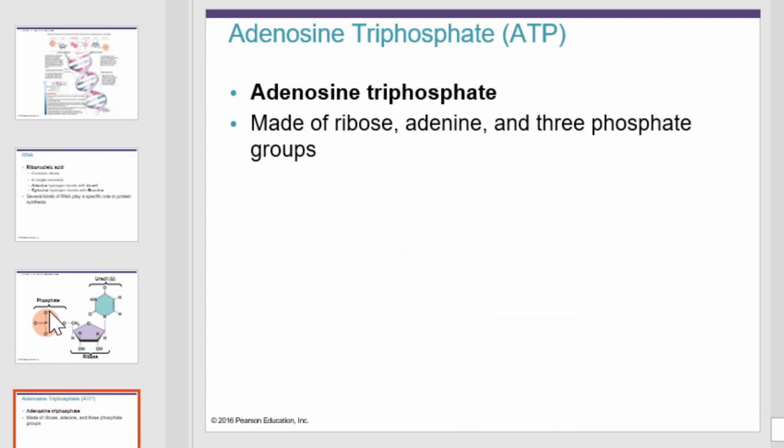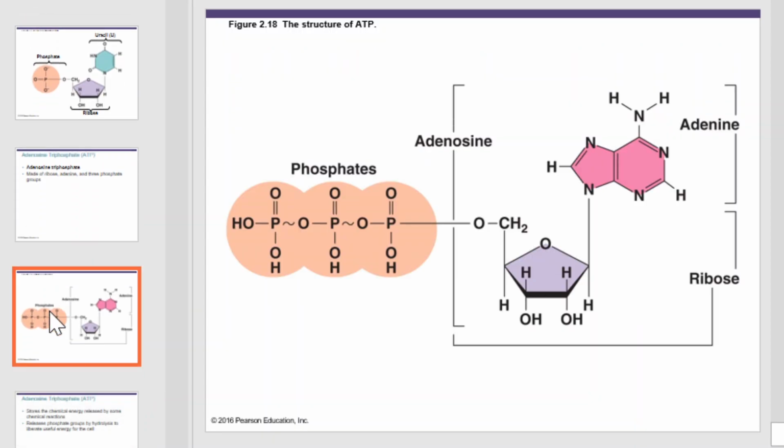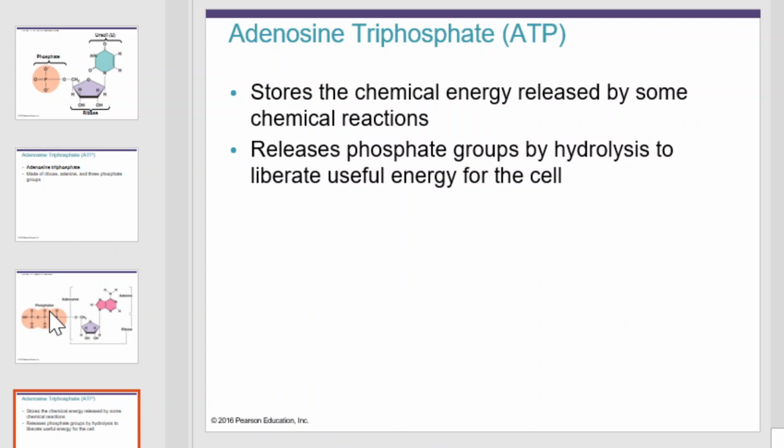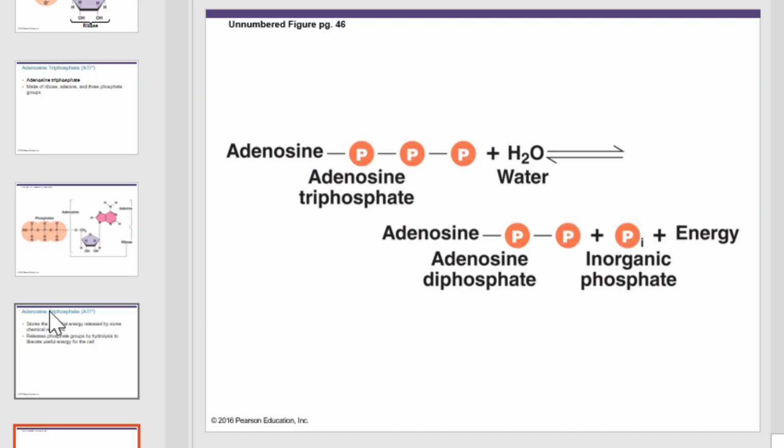Another nucleotide is adenosine triphosphate, or ATP. Adenosine triphosphate is made of ribose, adenine, and 3 phosphate groups. It is the primary energy transport molecule in all living things. This is what ATP looks like at a molecular level. ATP stores the chemical energy released by some chemical reactions, can transport it through cells or the body, and releases that energy when phosphate groups are pulled apart by hydrolysis. This is an illustration of that event.